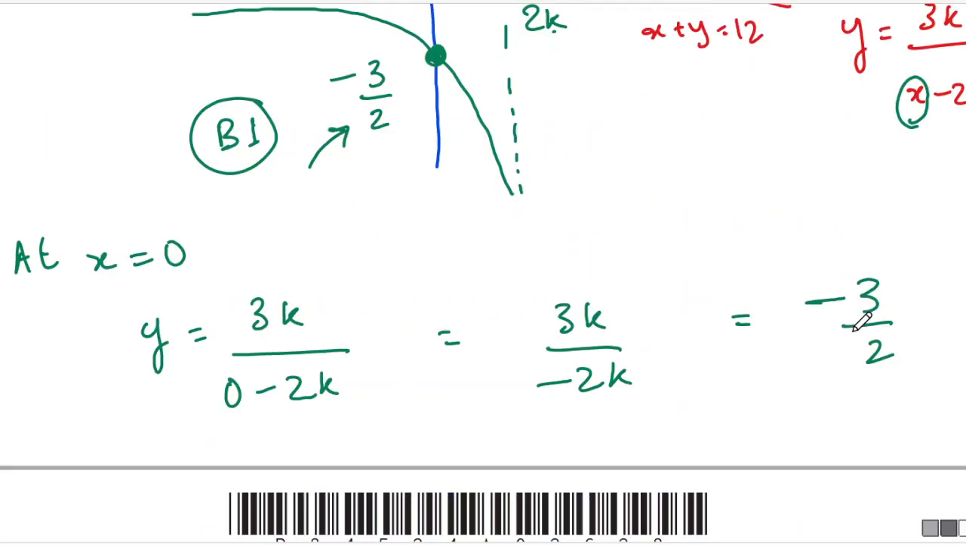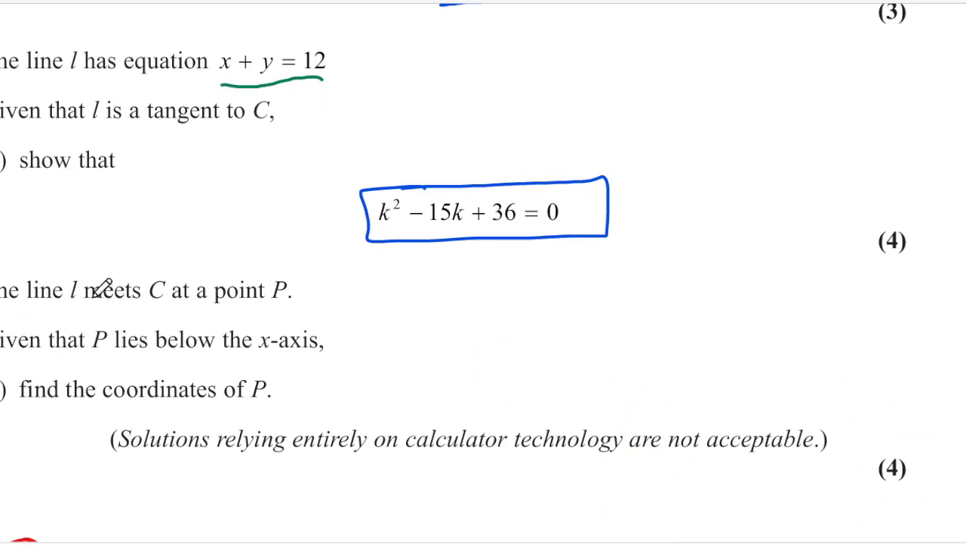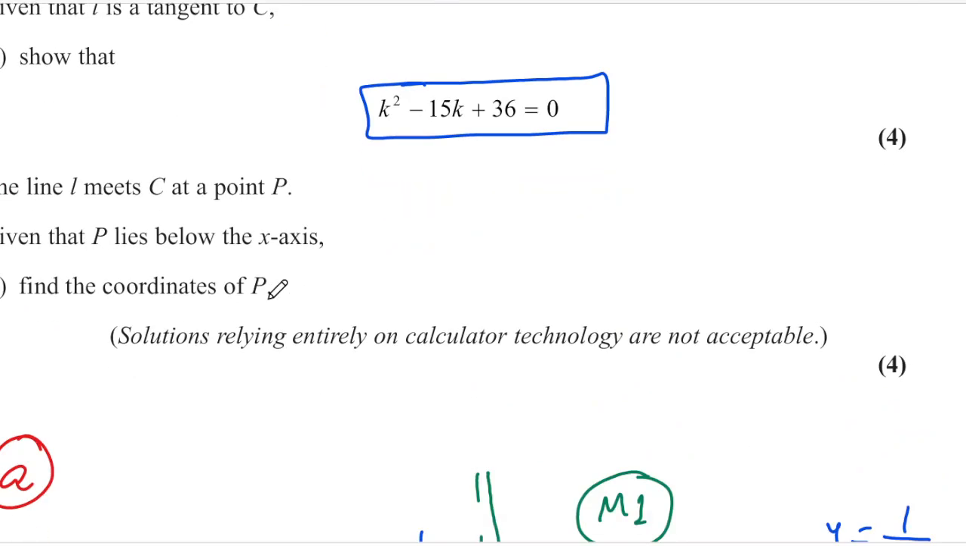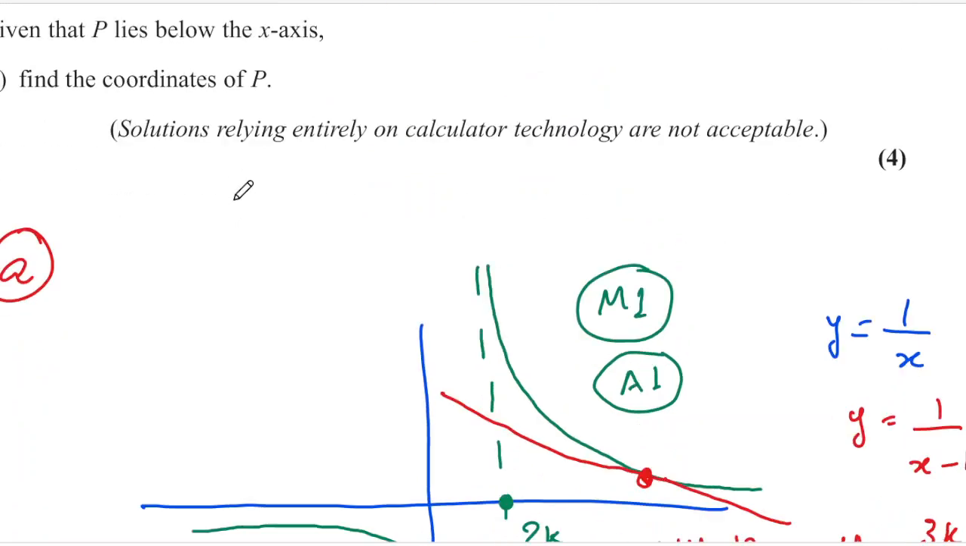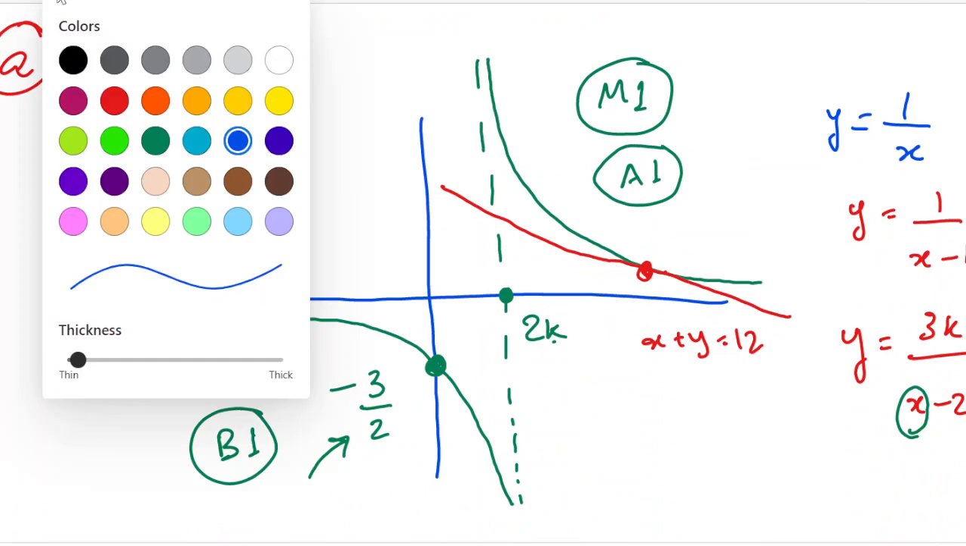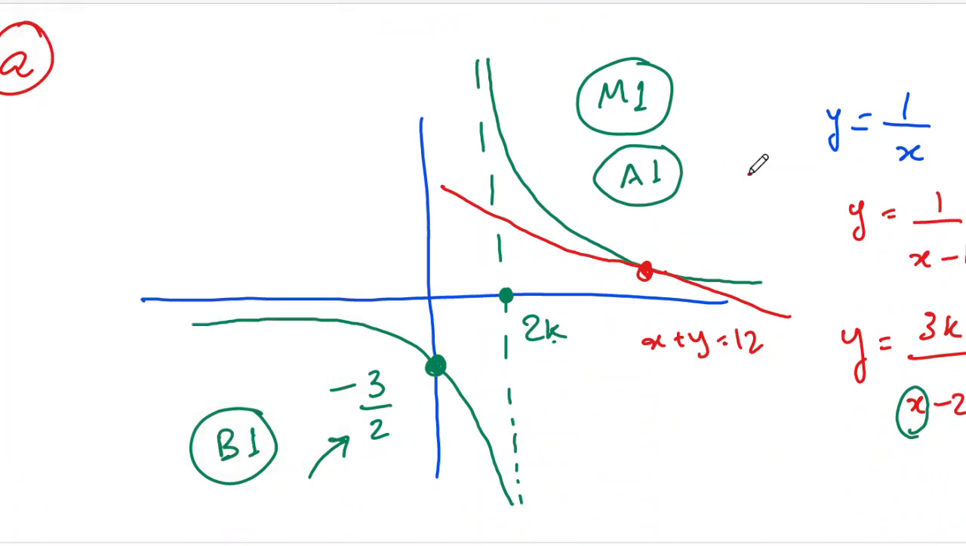Okay, and now in the last part they have mentioned that the line L meets the curve at point P, and the point P is lying below the x-axis. So we have to find the coordinates of P. Okay, so the tangent which we assumed was supposed to be below. So the tangent was somewhere over here, that is below the x-axis, would have been here. Okay, so this is the original tangent, or the tangent for the question in part C.